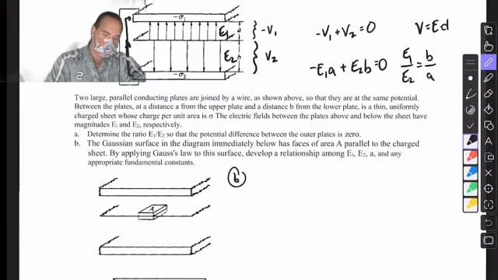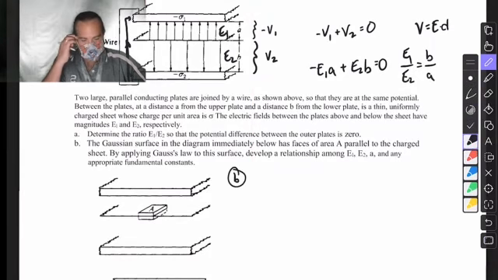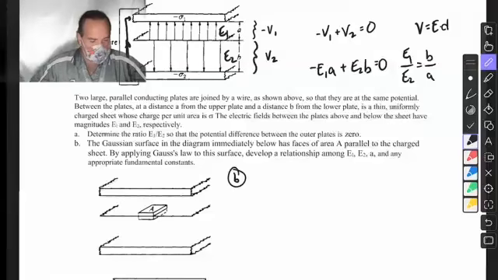Let's go on to question B. Maybe I'll make a mistake here. The Gaussian surface in the diagram immediately below has faces of area A parallel to the charge sheet. By applying Gauss's law to this surface, develop a relationship among E1, E2, A, and any fundamental constants.